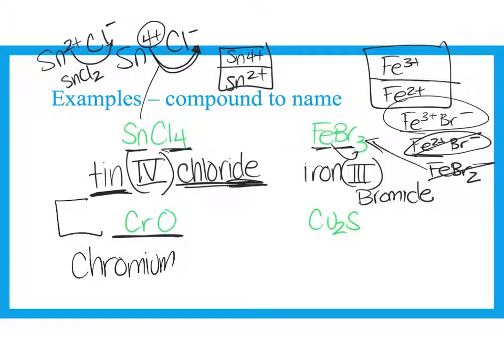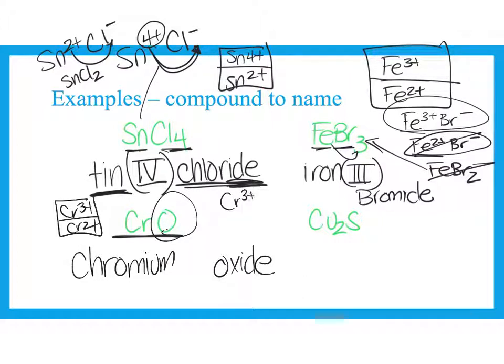Chromium can be either 3 positive or it can be 2 positive. And oxygen is now called oxide. So now my choices are, it could be 3 positive or 2 positive. So let's check that out.